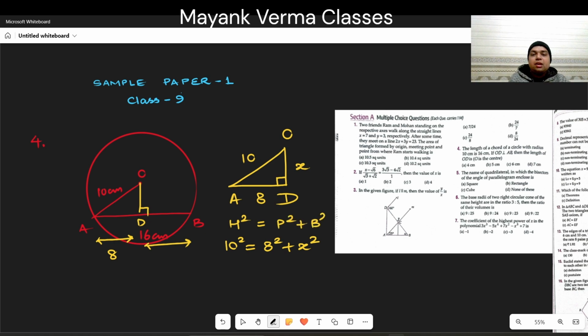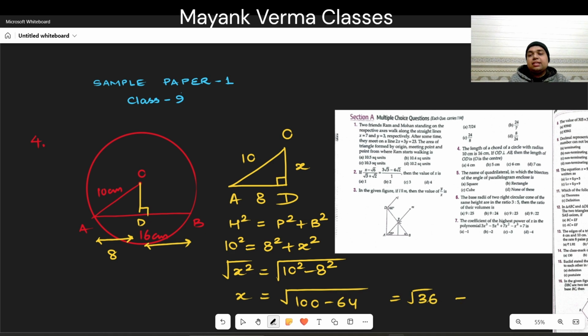Okay. Now x square will be equal to 10 square minus 8 square. Let's take the square root on both sides. x will be equal to square root of 100 minus 64, and 100 minus 64 is root 36, and that would be 6 units. And you can say 6 units means option C will be the correct answer here.